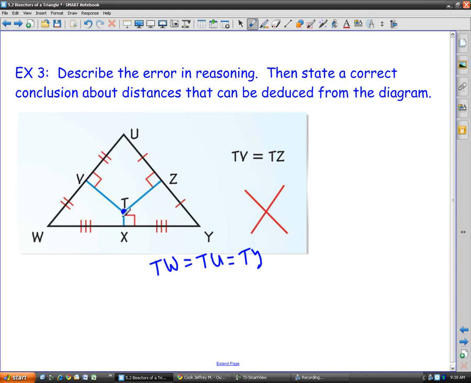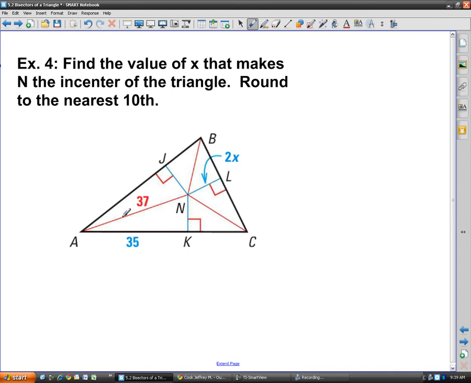All right, so then it says find the value of x that makes N the incenter of the triangle. Round to the nearest tenth. Okay, so we need to find x, so that is the incenter. Well, what do we know about the incenter of a triangle? Well, the incenter of a triangle cuts the angles in half. It comes from the angle bisectors.